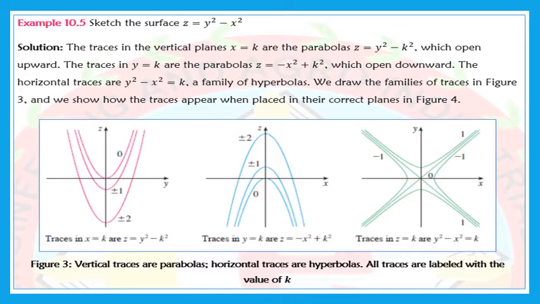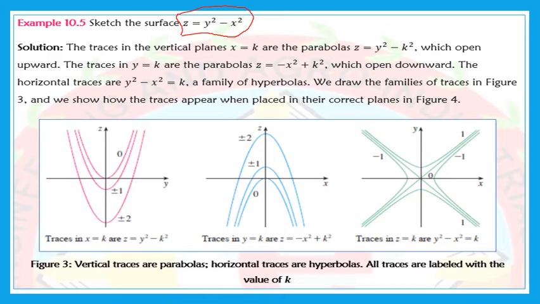Another example, class: sketch the surface of z equals y squared minus x squared. Ito yung given natin na surface, so hindi natin alam alin doon ito sa 6. Okay, so the traces in the vertical planes x equals k are the parabolas z equals y squared minus k squared, which is open upward.